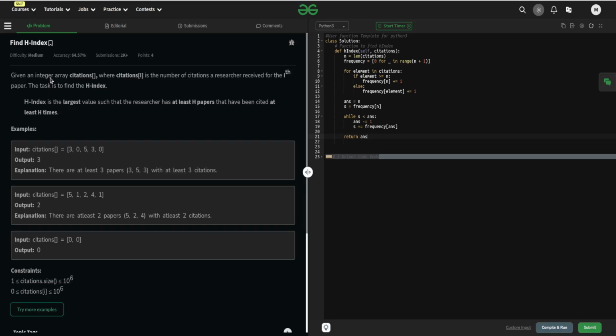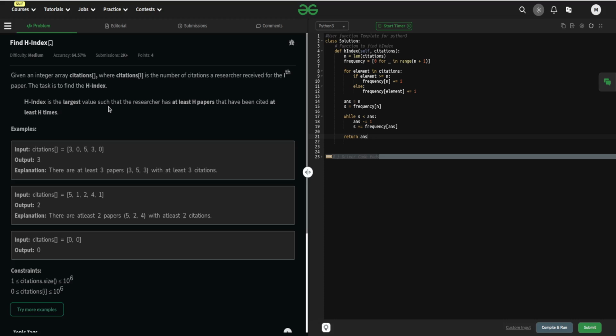Hello guys, in this video we are going to discuss the solution of the problem find h index. So let us look at the problem statement. The problem statement says given an integer array citations where citations[i] is the number of citations a researcher received for the ith paper, the task is to find the h index.